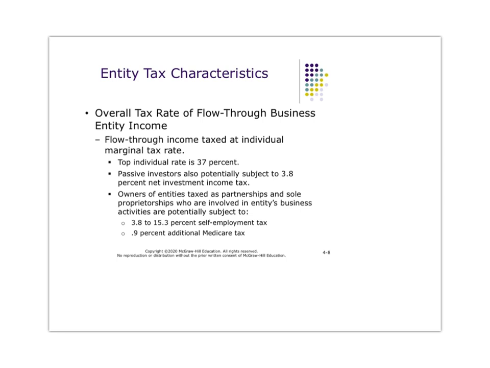All right, we've got some things to talk about with this slide. So here we've got some really good, important information about flow-through entities. And it's important that we pause here a minute and talk about self-employment taxes. Self-employment taxes impact people who are operating flow-through businesses, because income is taxed at the individual marginal rate, and the top rate is 37%. Passive investors are also potentially subject to a 3.8% net investment income tax.